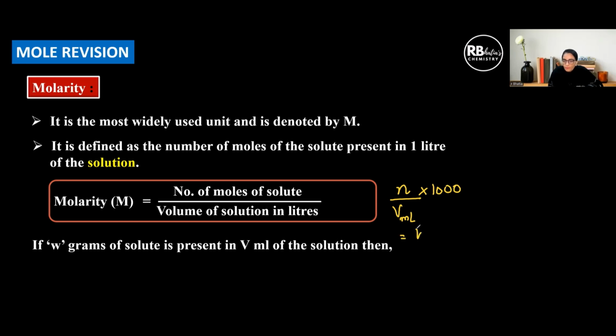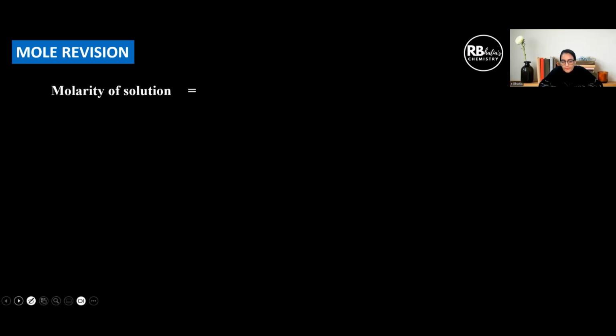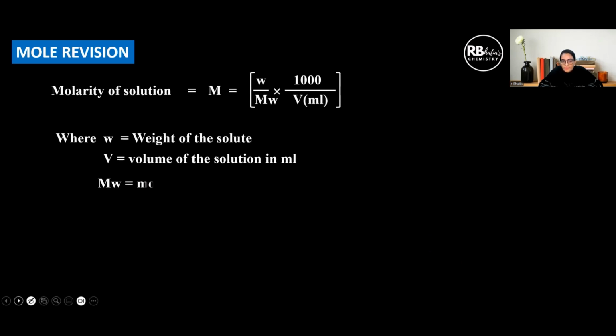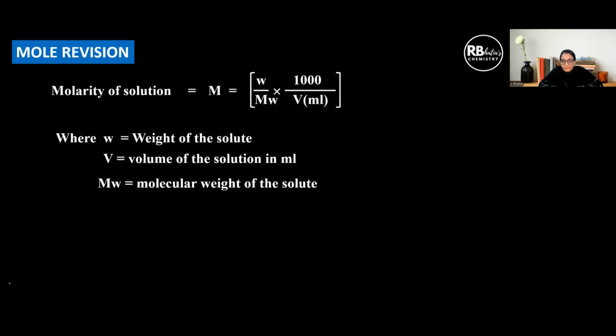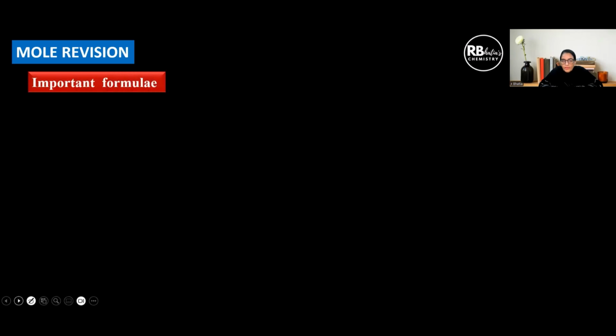And also if the number of moles is not given but weight is given, it's going to be weight upon gram molecular weight into V ml into 1000. This becomes the calculation for molarity. Now, if W gram of a solute is present in V ml solution, we calculate it as W upon molecular weight into 1000 upon V ml. And this is the description of each of the terms. This is recalling the formula.